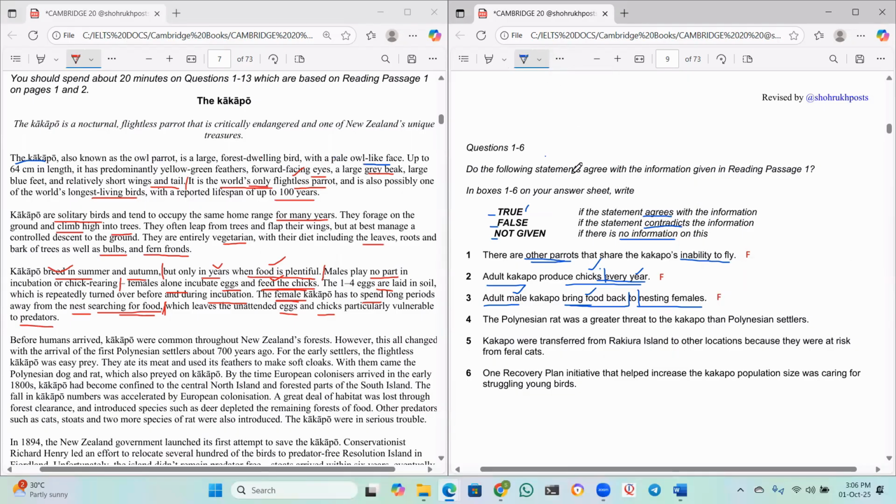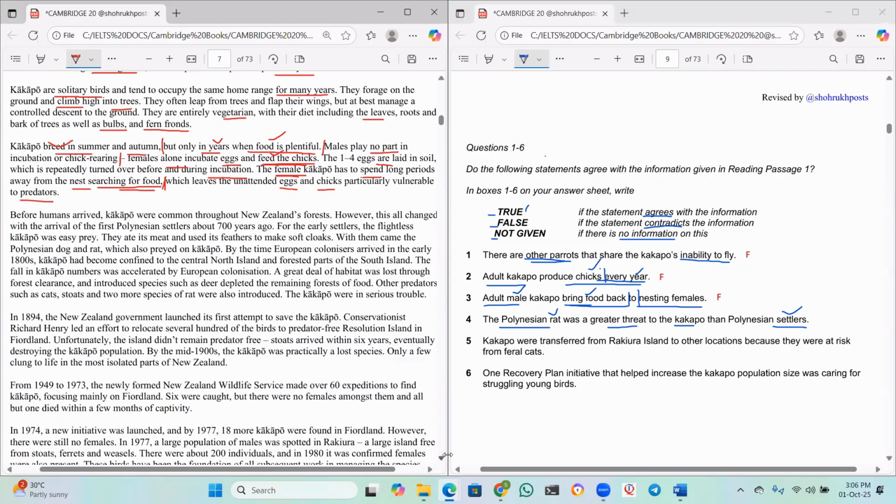Yes. We're getting the answers. So all three are false so far, right? Let us see the next one. The Polynesian rat was a greater threat to Kakapo than Polynesian settlers. Now here he is comparing in the question. What is this comparison? He is comparing the Polynesian rat with the settlers. He says the rat is a greater threat than the settlers to the Kakapo. Now we have to look for that comparison in the paragraph.